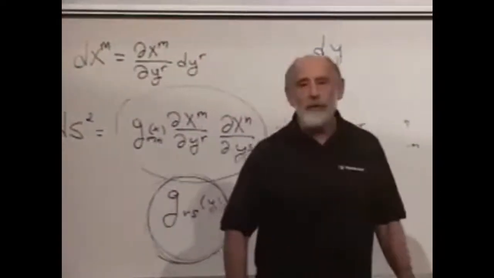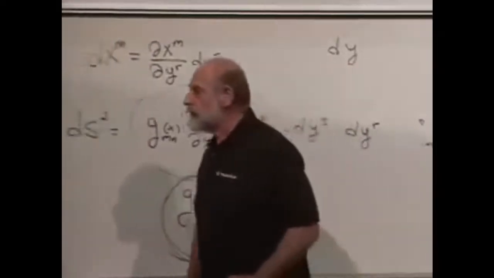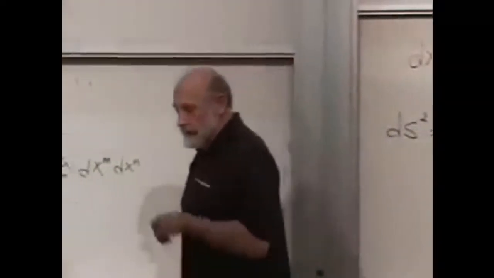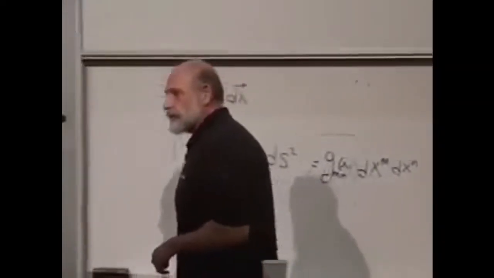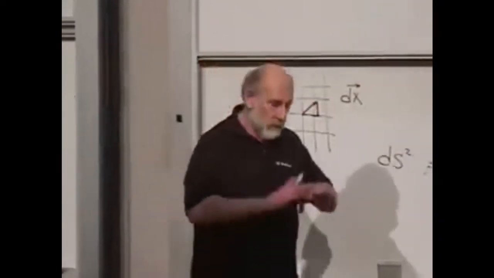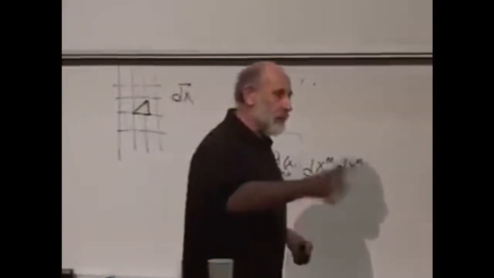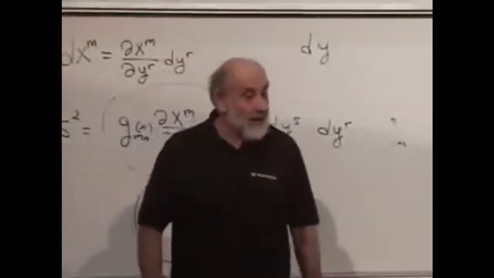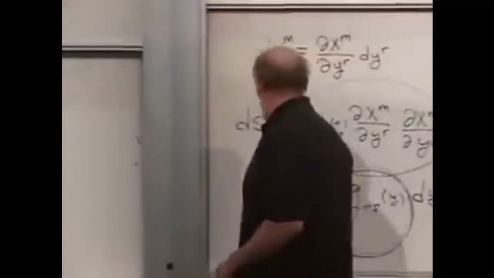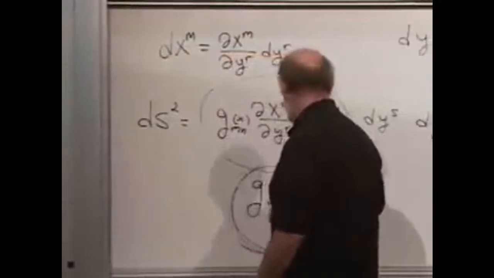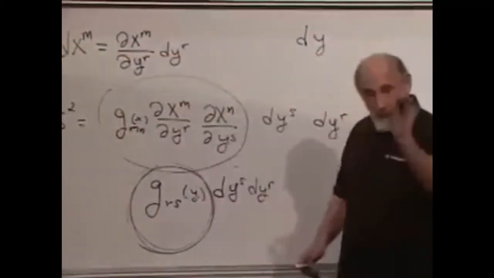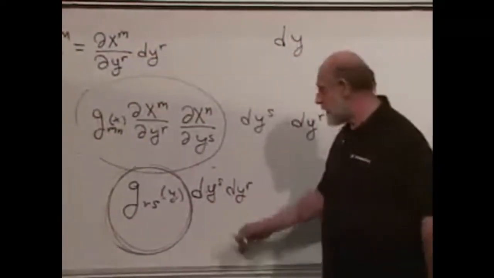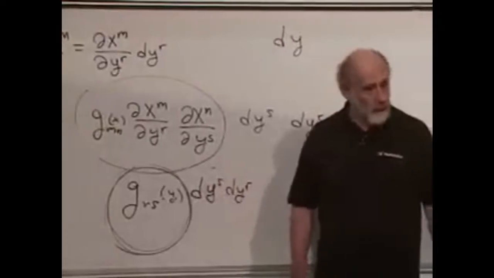If I give you a general space, it could be curved, it could have geometric properties which are not the geometric properties of a flat plane. It could be the surface of a sphere, the surface of a saddle. We can always write the metric tensor, or the distance between neighboring points, in this form.